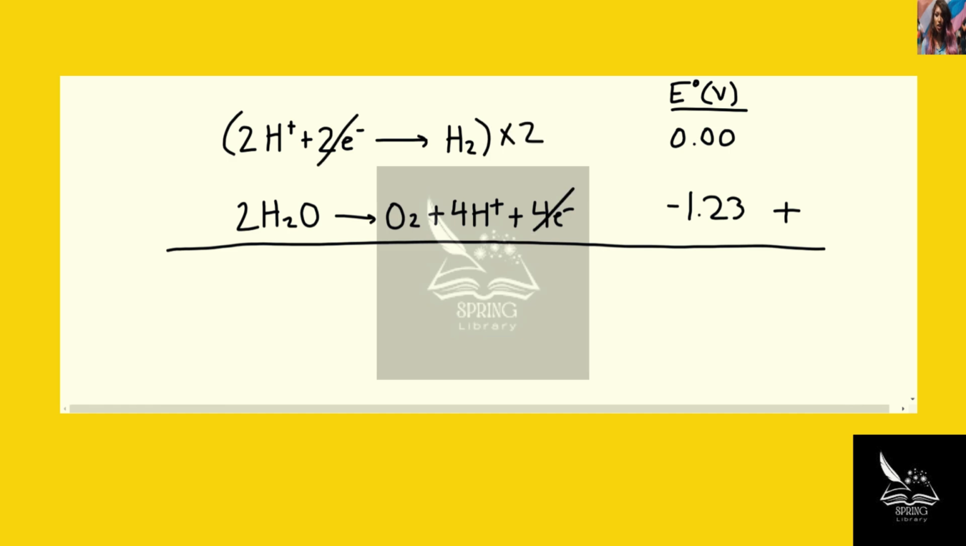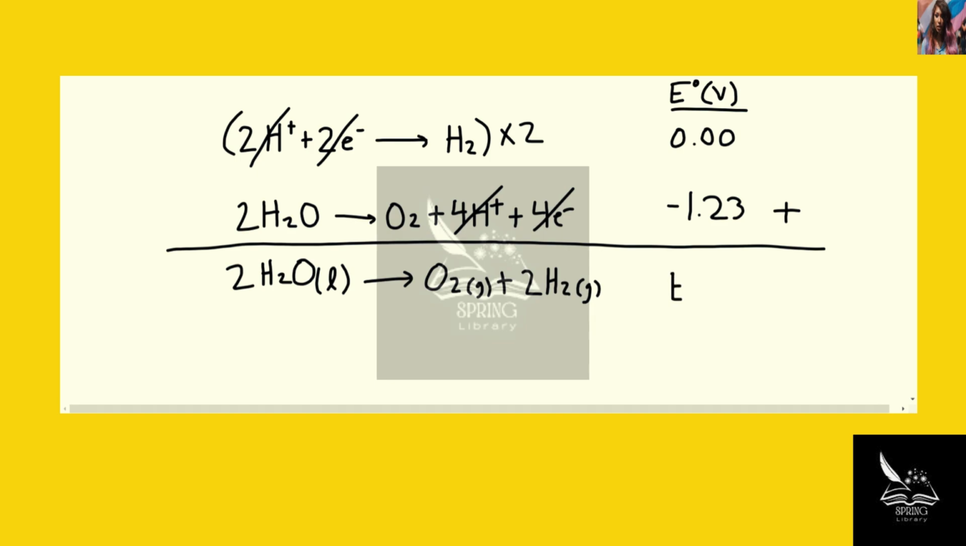If we multiply the top equation by 2, then we see that we can cancel out 4 moles of electrons on either side, as well as 4 H plus ions on each side. And so now we can clearly see that we have 2 H2O liquid going to O2 gas plus 2 H2 gas. And again, that is the overall reaction that we are given in the problem statement.